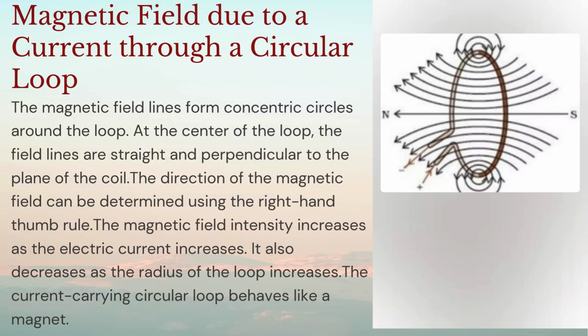Magnetic field due to a current through a circular loop. The magnetic field lines form concentric circles around the loop. At the center of the loop, the field lines are straight and perpendicular to the plane of the coil. The direction of the magnetic field can be determined using the right-hand thumb rule. The magnetic field intensity increases as the electric current increases. It also decreases as the radius of the loop increases. The current-carrying circular loop behaves like a magnet.